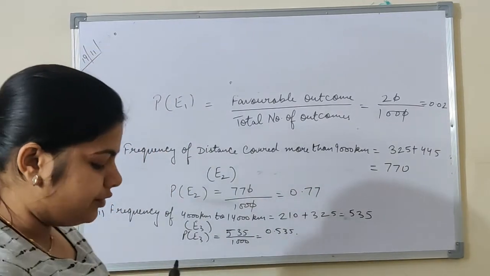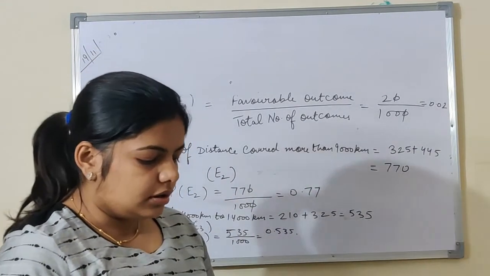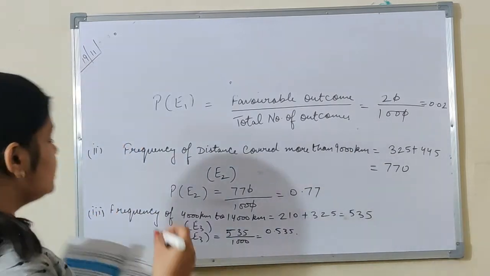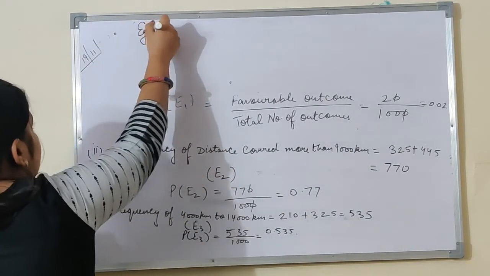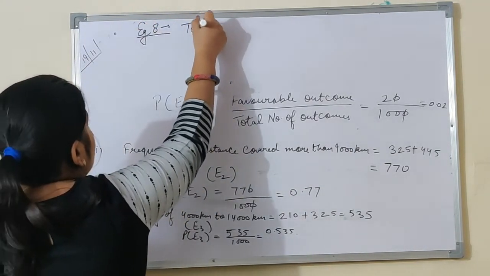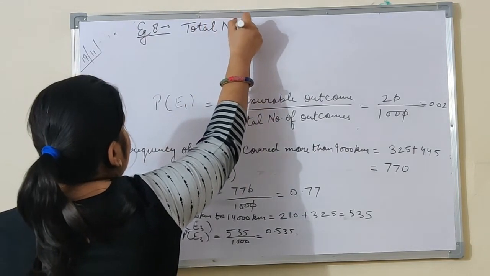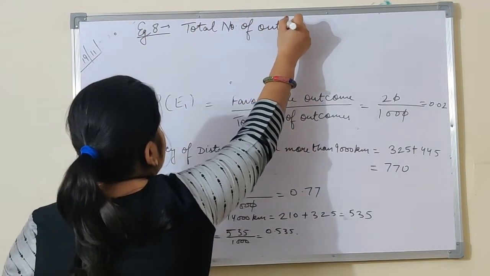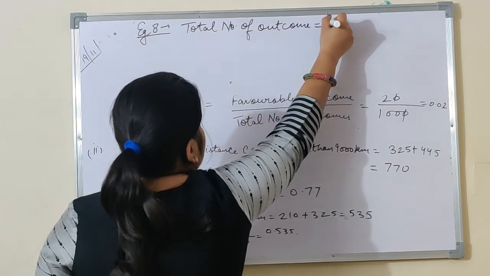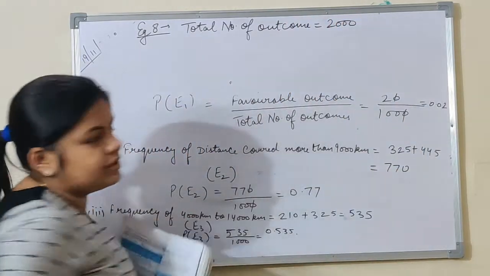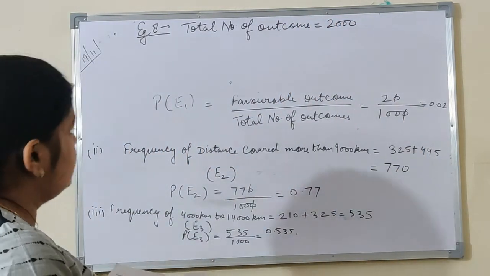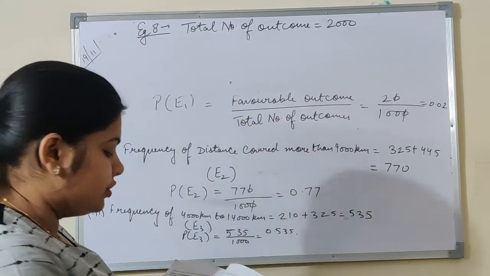So here we have to find the probability for drivers only, that means the total number of outcomes here will be 2000. 2000 drivers are being talked about here. So this means the total number of outcomes is 2000.